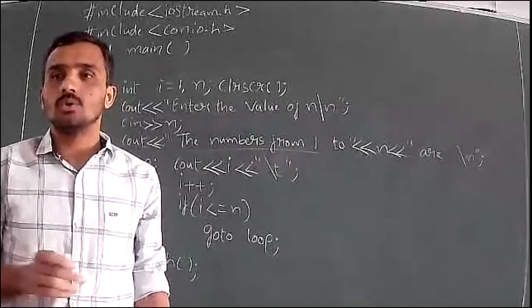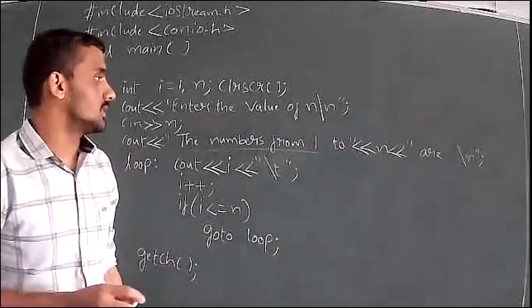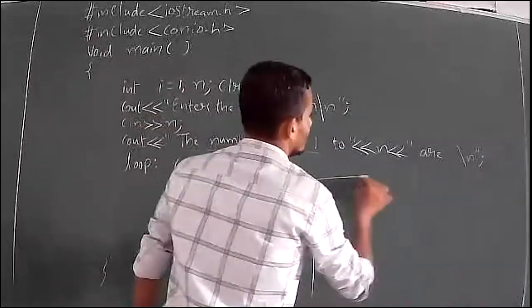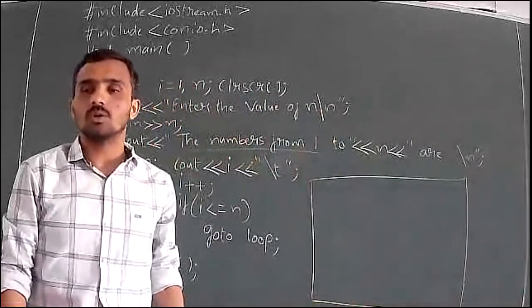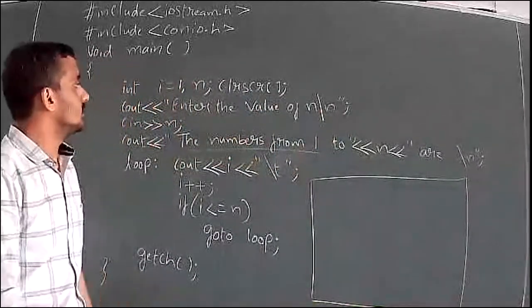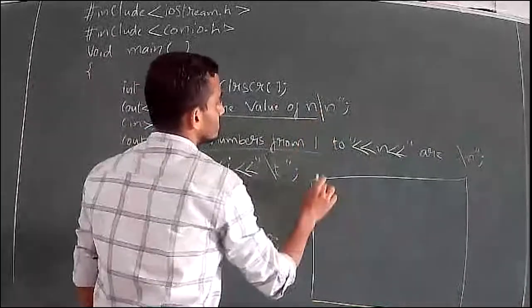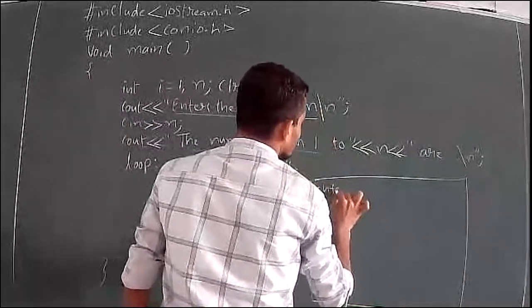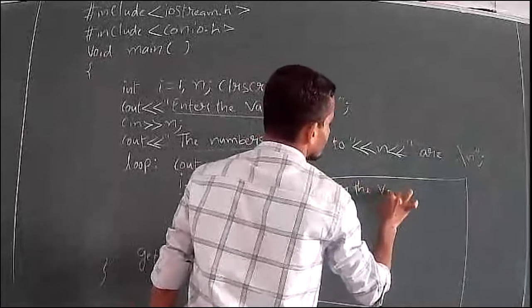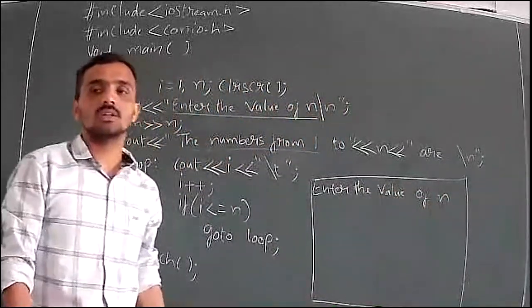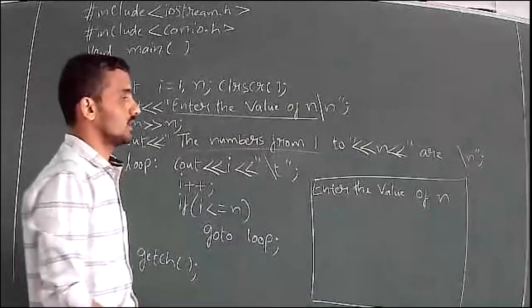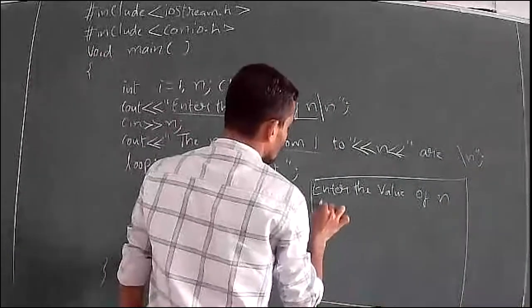Now, by using goto also we can achieve this program. So we just discuss the output. Next we will move to the program execution part. See here the message it prints: enter the value of n. You have to enter the value of n. Suppose I enter the value of n as 40.